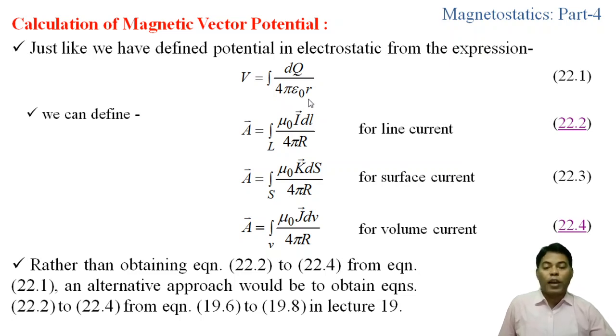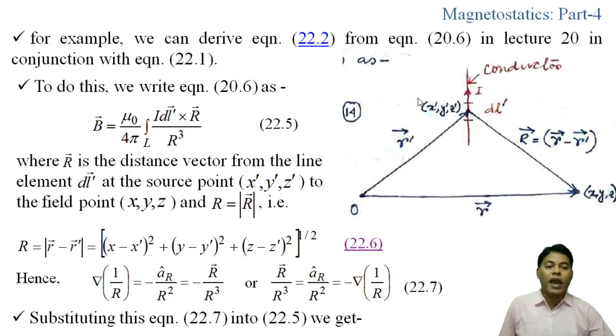Now we can calculate all these three expressions of the magnetic vector potential, for the line current, for the surface current, and for the volume current. But here we are going to discuss only one calculation, that is the magnetic vector potential for the line current. For that, we have considered this diagram.